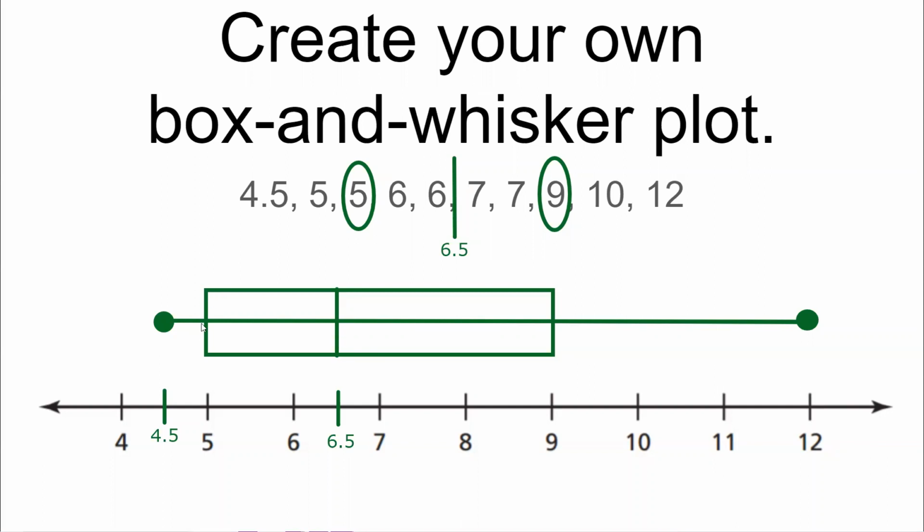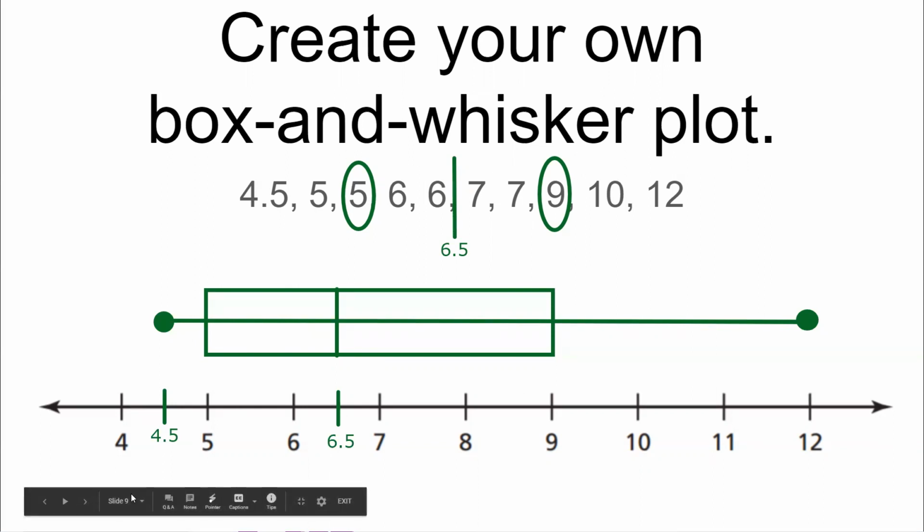To find Q1 and Q3, I find the median of the left half. There are 5 numbers in the left half. So 1, 2, 3, 1, 2, 3 brings me to 5, which is where my Q1 is. Q3, same thing, 1, 2, 3, 1, 2, 3. The middle number is 9, so my graph is at 9, my Q3. And so this is what it should look like. You are more than welcome to shade this in, though you don't really have to.